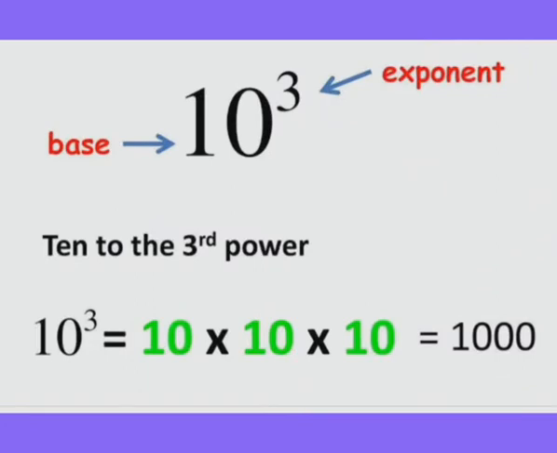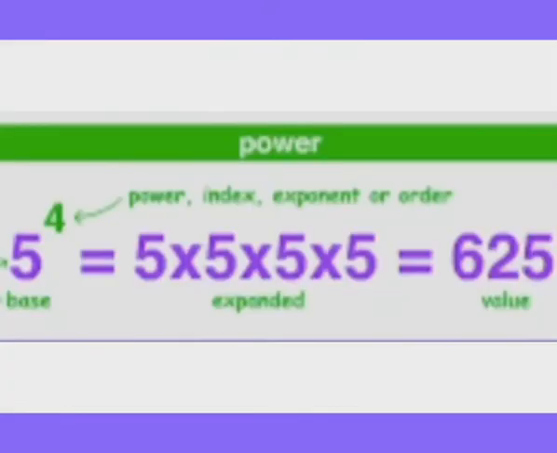Here 10 is called the base and 3 is called the power. 10 multiplied 3 times. Exponents have base and power. 5 power 4 means 5 multiplied 4 times.